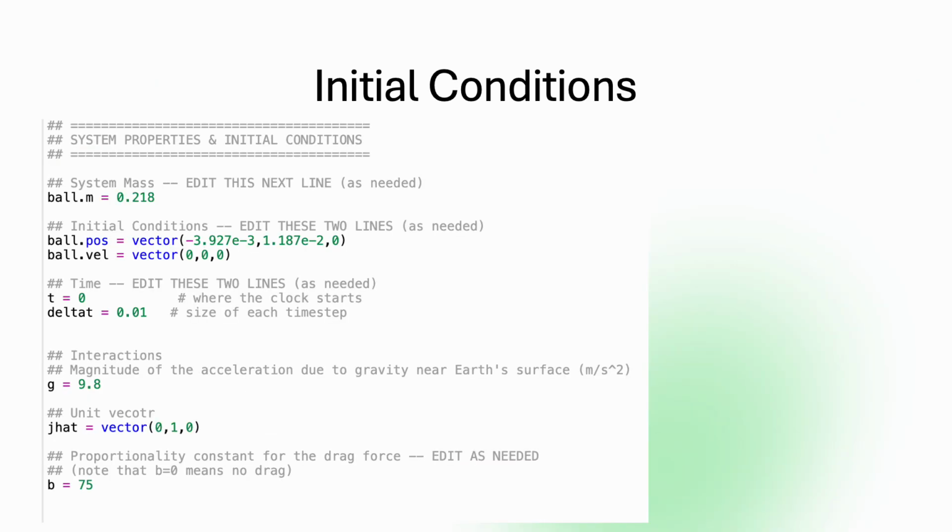Now for the code, the initial conditions that we just discussed are shown here as the mass, the position and the velocity. Time is 0 because we're starting at 0, and then of course our magnitude of gravity is always 9.8, we have our j hat unit vector, and then a proportionality constant for the drag force, which was just a trial and error concept.